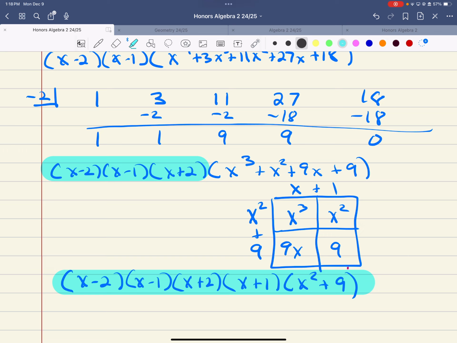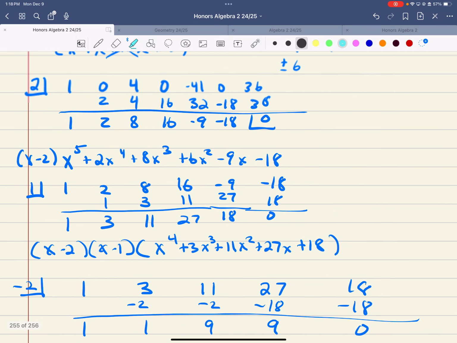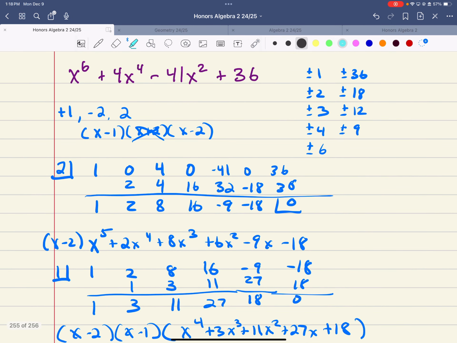Probably would have worked earlier, but didn't. They could have used -1 up top. Now, set all of them equal to 0, then you have all the zeros. But you can see how big of a pain this can be. If I would have started this with -2 instead of 2, it's still all going to work. You're still going to get to the same end result. It's just a different way of getting to it.